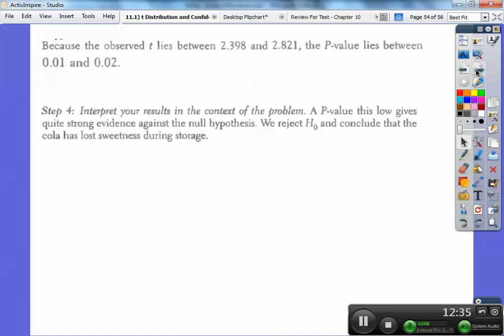So interpret your results. Because the observed t lies between those two scores, the p-value lies between those. So here's the interpretation: a p-value this low gives quite strong evidence against the null hypothesis, and we reject H0 and conclude that the cola has lost sweetness during storage. Yippee!